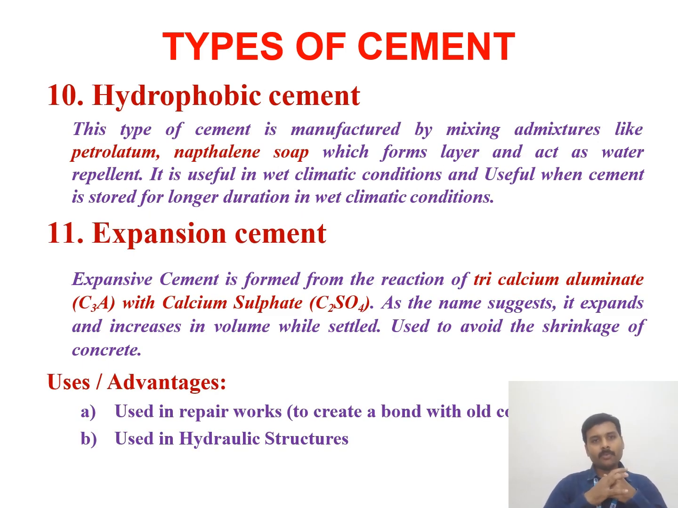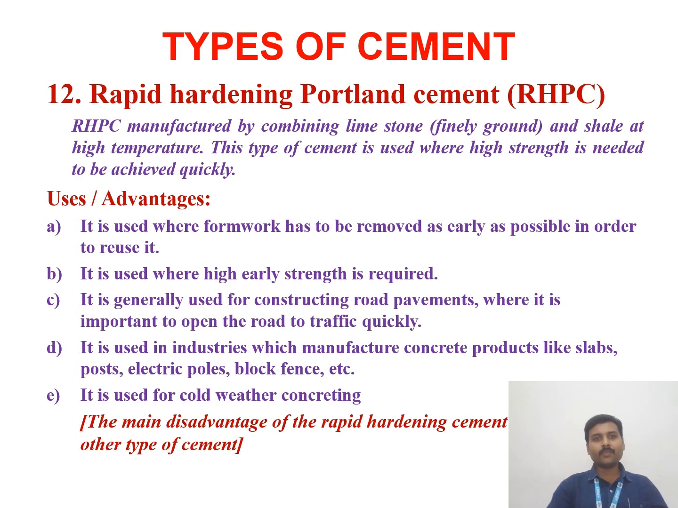Then hydrophobic cement. It is a type of cement manufactured by mixing admixtures like petroleum, naphthalene soap, etc. It can be used in wet climatic conditions. It is useful when cement is stored for a longer duration in wet climatic conditions. Then expansion cement is formed from the reaction of tricalcium aluminate with calcium sulfate. As the name suggests, it expands and increases in volume while setting. Mainly, this kind of cement can be used for arresting cracks.